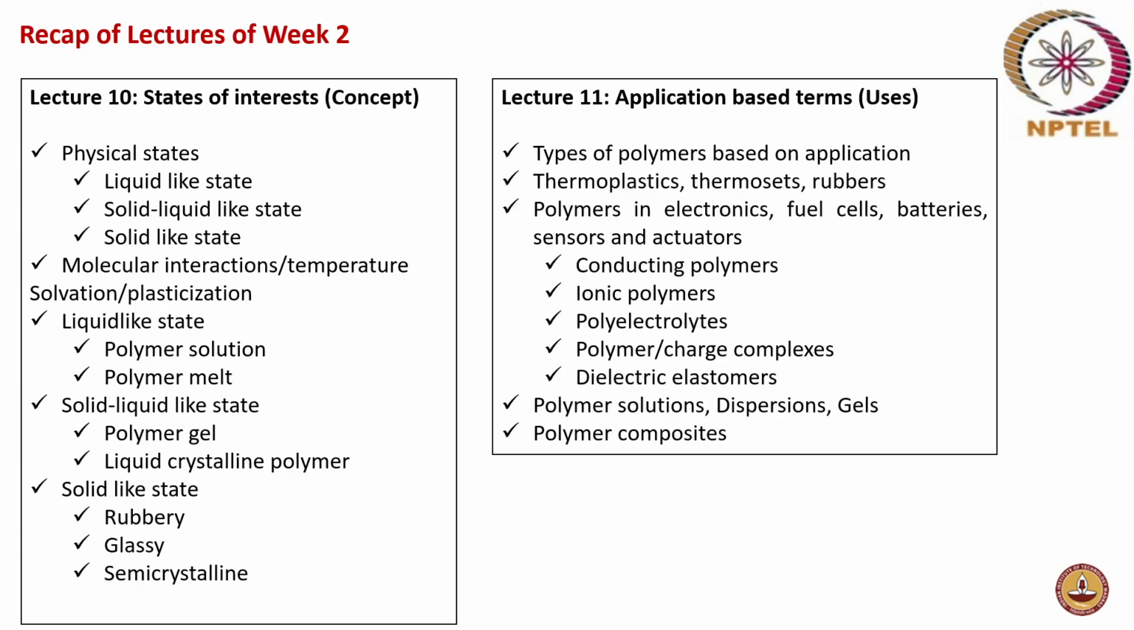And then the application based terms were discussed in lecture 11. So types of polymer based on application, you have thermoplastics, thermosets, rubbers, and then polymers used in electronics, fuel cells, batteries, sensors and actuators. You have conducting polymers, and then ionic polymers, polyelectrolytes are there. Okay, and polymer charge complexes, dielectric elastomers, and then polymer solution, dispersion, gels, and polymer composites. So these were all discussed in lecture 11.